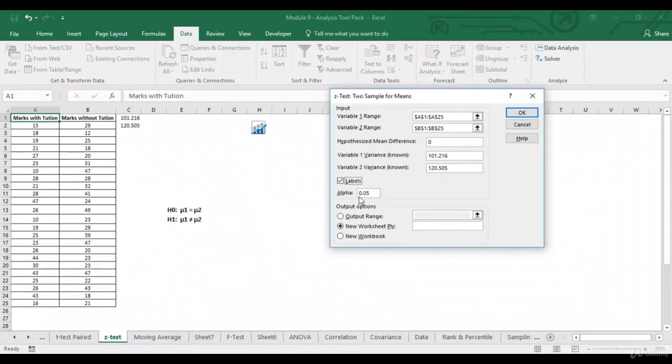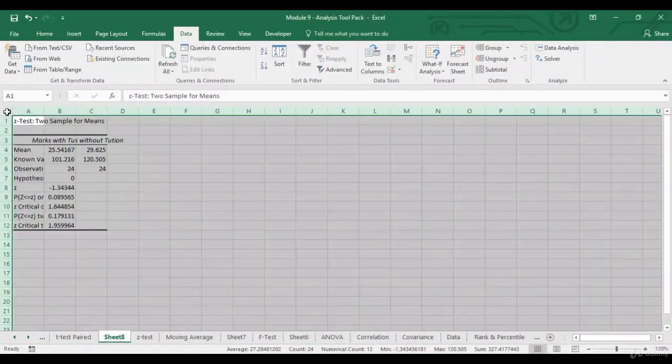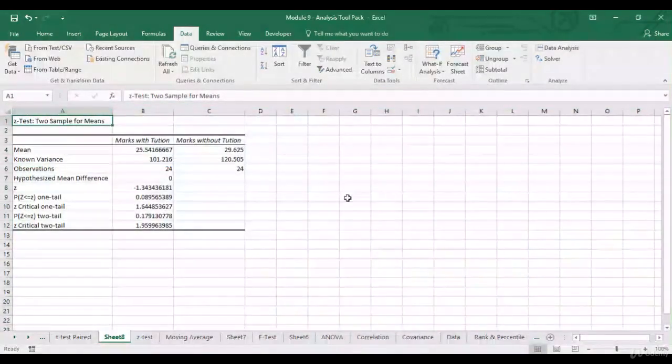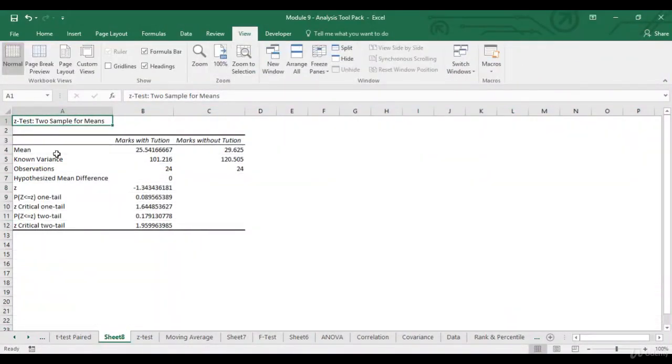Let's calculate at 5% level of significance and the output at new worksheet. Click on OK. Now over here I've got the mean, I've got the variance, I've got the number of observations. We were testing for the difference between the mean of the two populations as 0, or basically saying that the mean of the two populations is same.